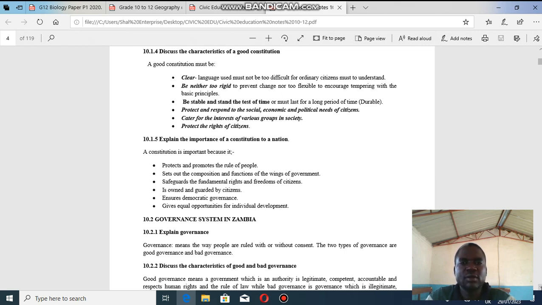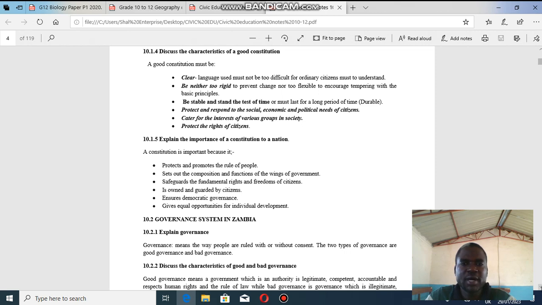So it shouldn't be too flexible, because it can change over time and be tampered with by those in power or politicians, and it shouldn't be too rigid, failing to anticipate any changes that may occur, like the evolvement of technology. It has brought a lot of things. People are insulting on social media and so forth. So a constitution which is rigid will not take care of such new threats.